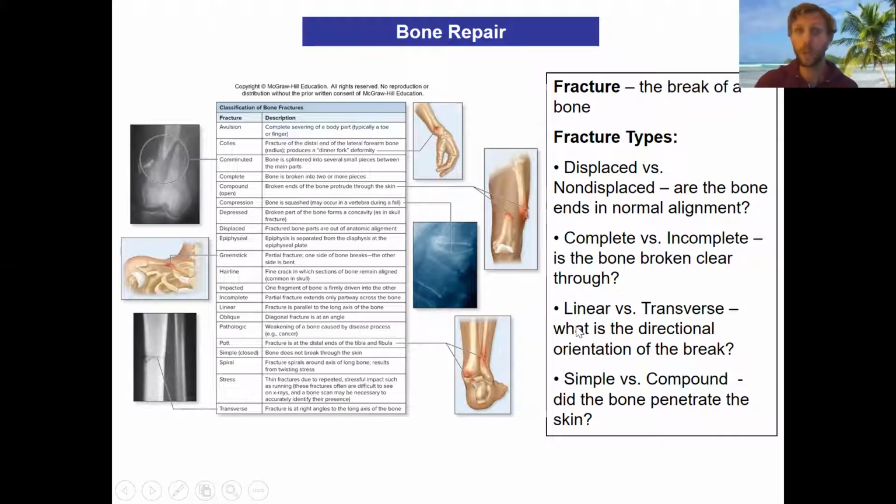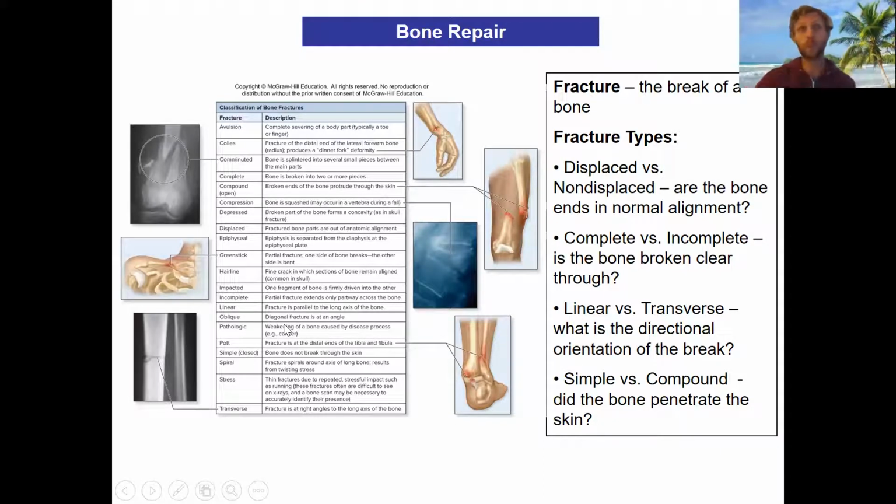Finally, what's also possible is that when a fracture occurs, if the displacement is significant enough, it is possible for the bone actually to protrude through the overlying skin, basically penetrating that skin such that the bone is now visible. When that occurs, we refer to that as a compound fracture. Of course, if the bone does not penetrate the overlying skin, it is referred to as a simple fracture, or sometimes a closed fracture.